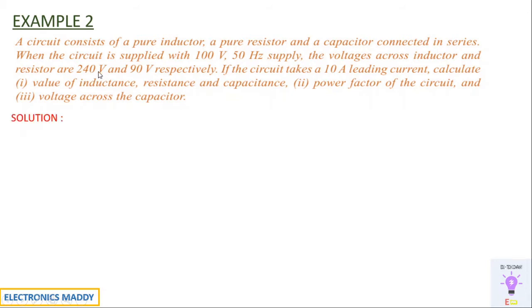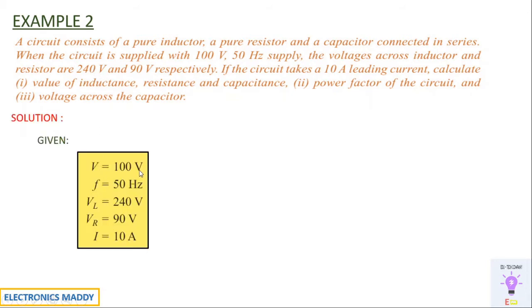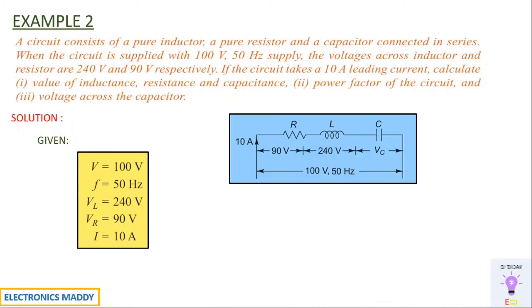So we'll get started with our problem. We'll be writing the given data. They've given V 100 and frequency equal to 50 hertz, VL 240 volt, VR is 90 volt, and I is 10 amps. A very important step is to write the given data. Always have a practice of writing them so that you will not go wrong while taking the data from the question. So this is our circuit diagram. 100 volt 50 hertz is represented here. Voltage across the resistor is 90. Voltage across the inductor is 240, and voltage across the capacitor is not given. Current flowing through the series circuit is 10 amps. Now we have to find the inductance, resistance, and capacitance.